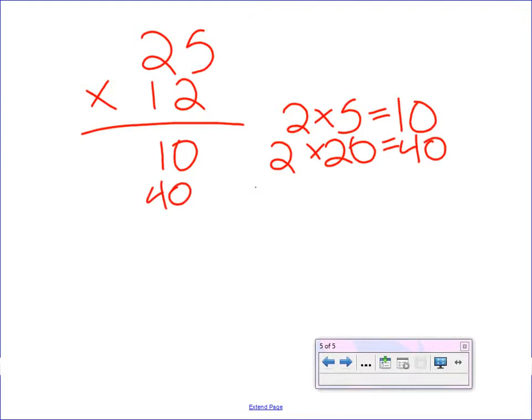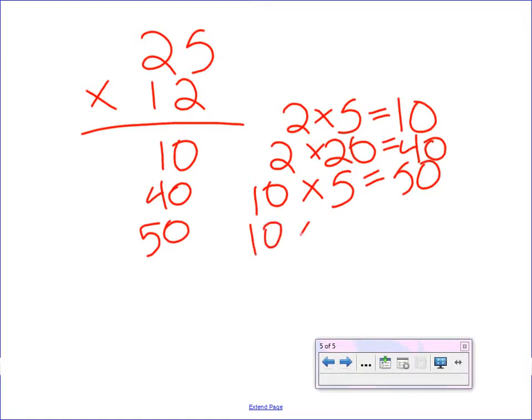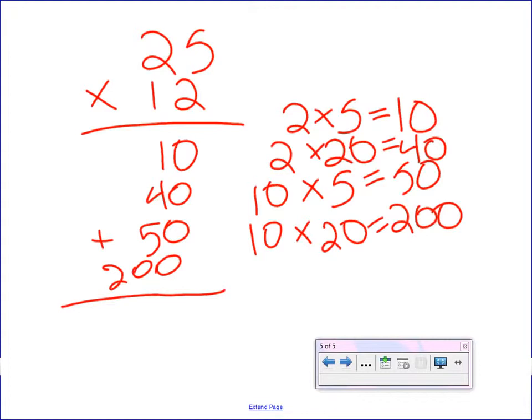Okay? Now, my next problem is going to be 10 times 5, which equals 50. I'm going to write 50 here. And the last part is going to be our 10 times 20. That equals 200. And if I were to put that here and add up all of my numbers, you're going to see that I end up with 300.